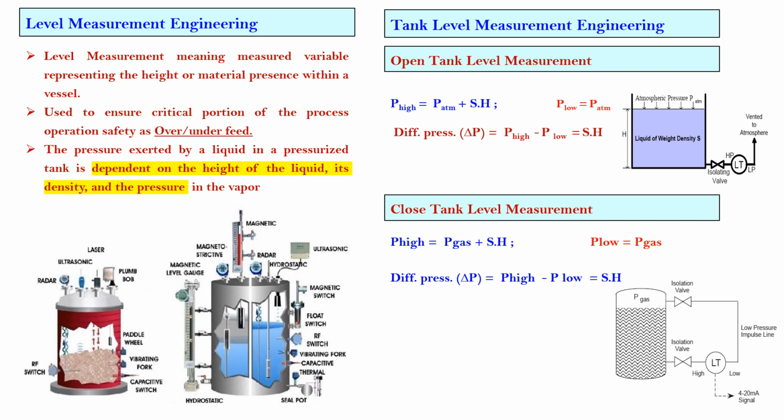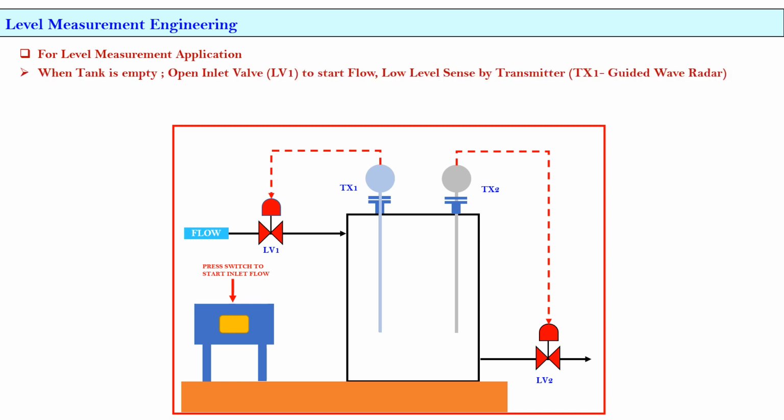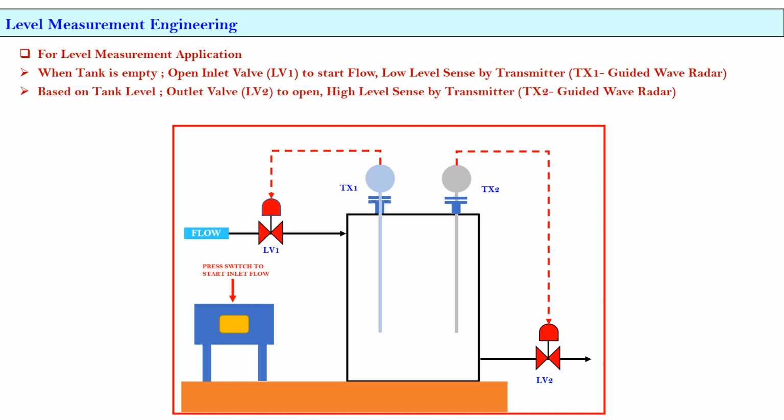Now for level measurement engineering, continuation for level measurement application: when the tank is empty, open the inlet valve, that is LV1, to start flow. Low level is sensed by the transmitter, that is TX1, which is a guided wave radar. You can correlate this with the below figure. Based on the tank level, the outlet valve, that is LV2, opens, and high level is sensed by the transmitter TX2.